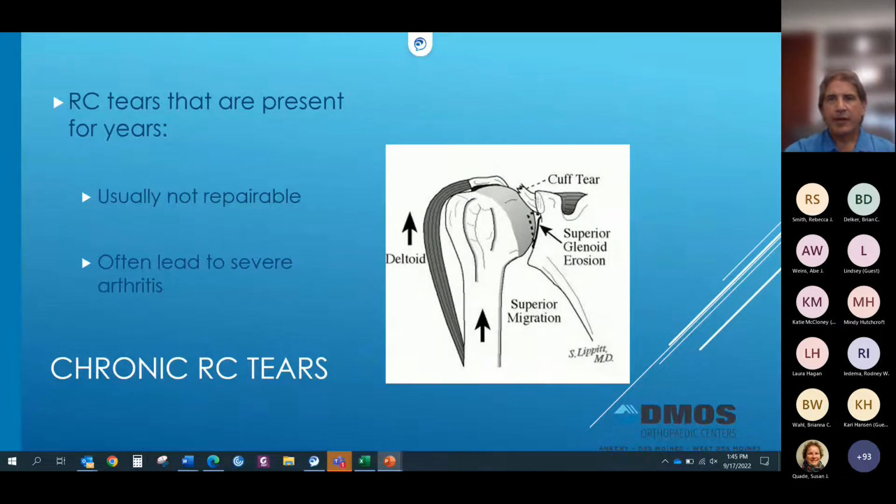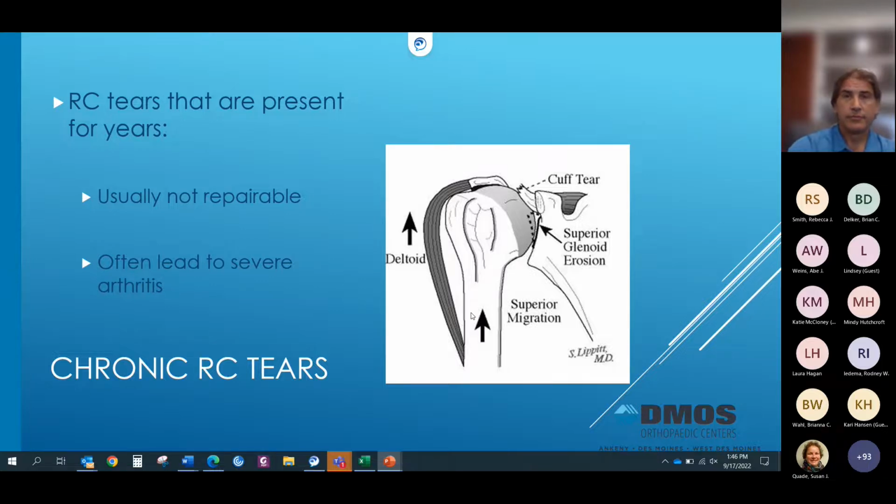This is showing the superior migration that we see when the cuff is torn. The pull of the deltoid pulls that upwards. And right here, we're seeing that the humerus is resting on the acromion, where there should be a space in between where the rotator cuff is. And then we also see a lot of times in cuff tear arthropathy that there's more superior wear on the socket compared to regular arthritis, where there's more posterior wear typically.